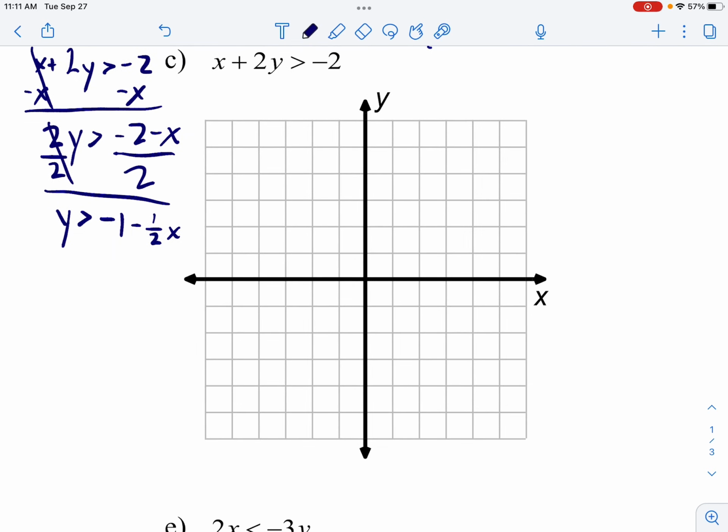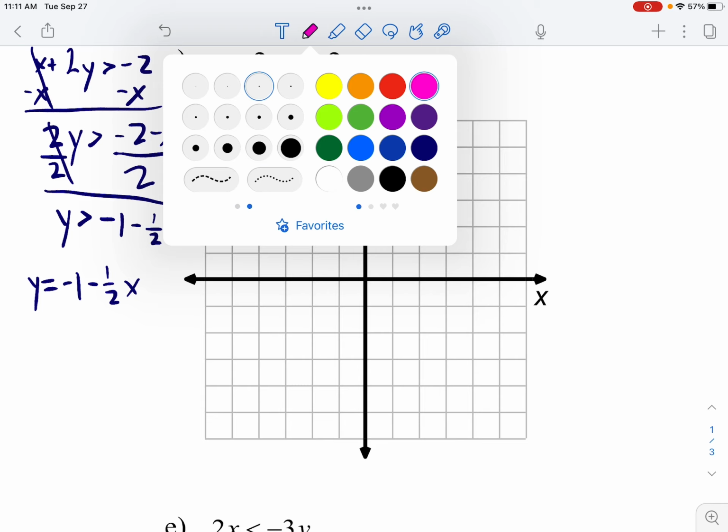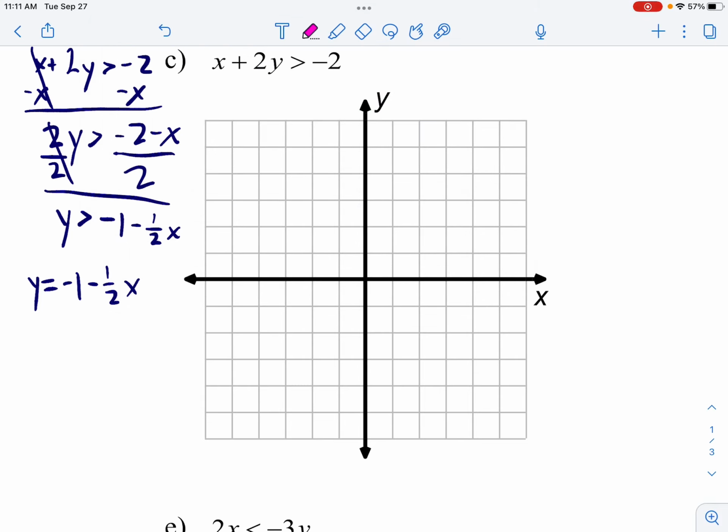Note, though, that the only difference, since it's a greater than symbol and not a greater than or equal to, is that since it's just a greater than, we have to use a dashed line. So let me get the dashed line function going here, okay? So I'm going to graph the point. Negative 1 is my y-intercept. So let me graph my y-intercept, okay? And then my slope is negative 1/2. So I'm going to go over 2, down 1. So right here. And then I'm going to graph the line through those points.